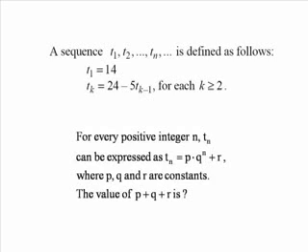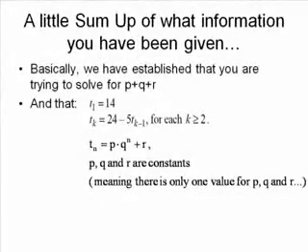A sequence, term 1, term 2, and term n is defined as follows. Term 1 equals 14, term k equals 24 minus 5 t subscript k minus 1 for each k greater than or equal to 2. For every positive integer n, Tn can be expressed as Tn equals p times q to the power of n plus r, where p, q, and r are constants. So we're trying to look for the value of p plus q plus r.